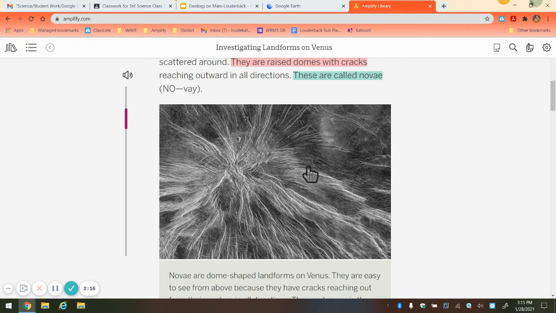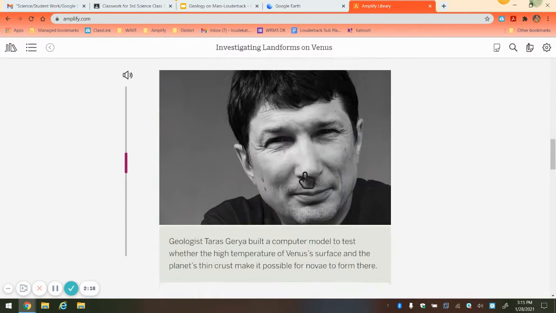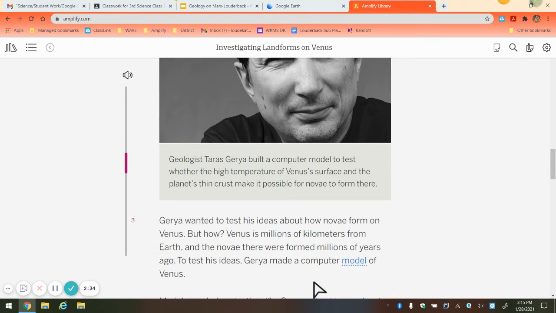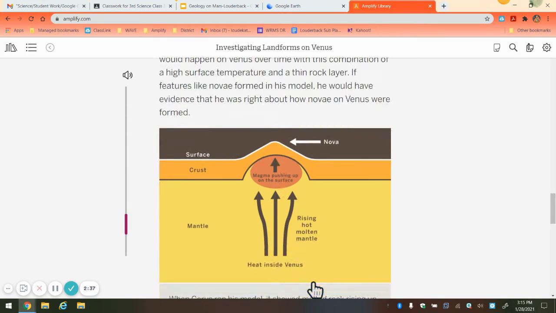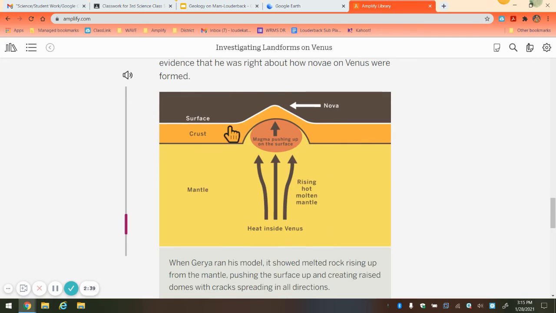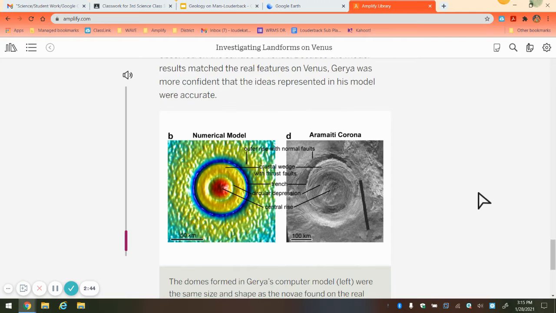So he used computer models and what he knew of Earth's processes. There he is right here. So he used a computer model to test whether the high temperatures of Venus's surface and the planet's thin crust made it possible for the novae to form, because we don't have these on Earth. So with the computer model, he changed some of the processes we know on Earth to create a similar process of things found in Venus.